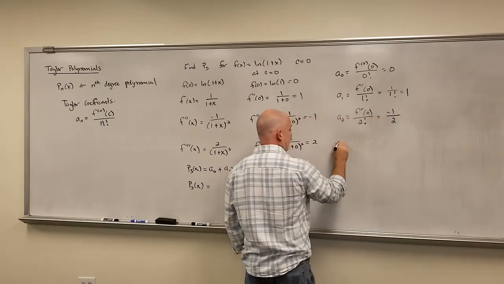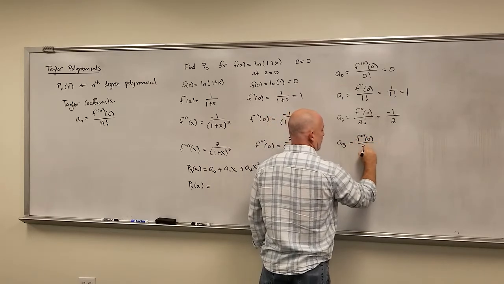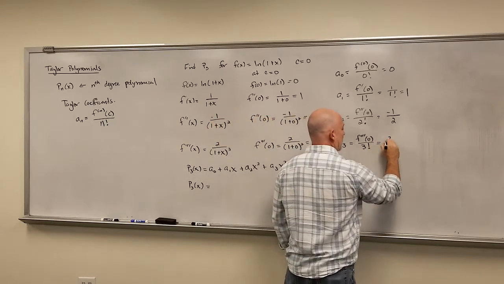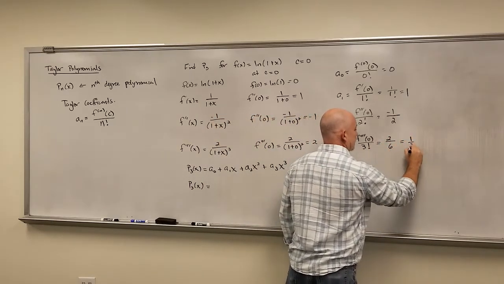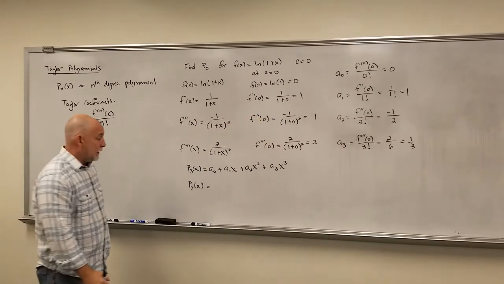And let's put our last one here. A sub 3 would be the third derivative at 0 over 3 factorial. The third derivative at 0 is 2. 3 factorial is 6, so that would be 1/3. Okay, there's all we need. So let's put it in now.